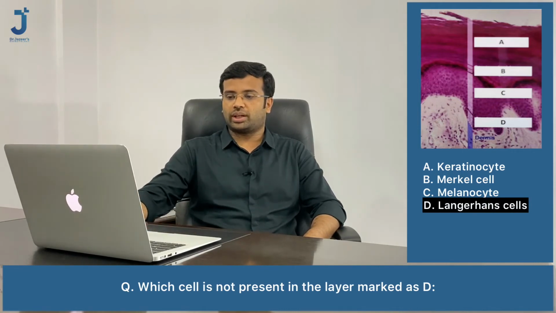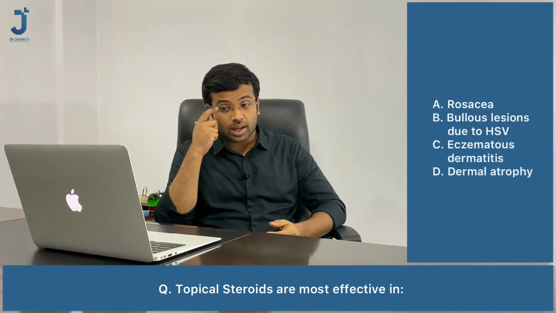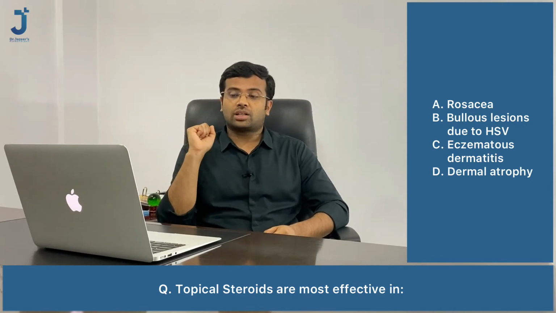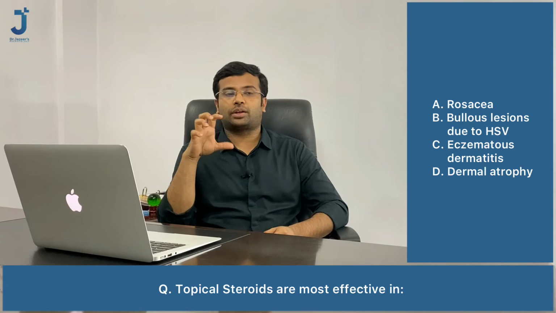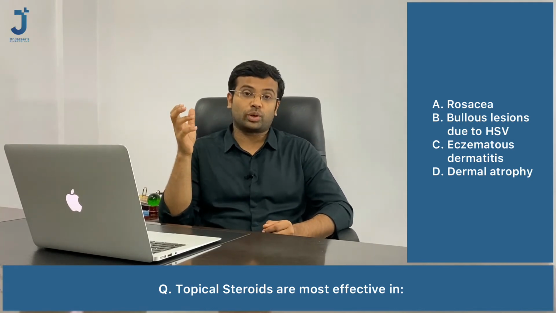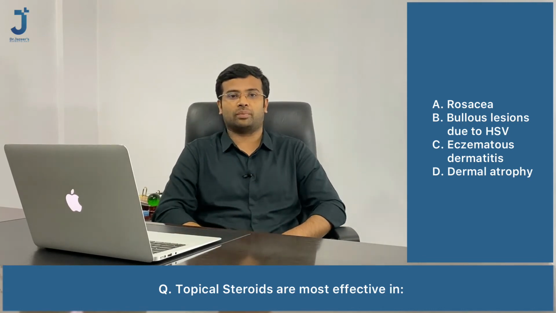So now let's go to the next question. Topical steroids are most effective in. So this was an AIIMS 2019 question. Among the options are rosacea, bullous lesions due to HSV, eczematous dermatitis and dermal atrophy. Okay, so dermal atrophy is easy for us to rule out because atrophy is usually a side effect of using a steroid cream, isn't it?